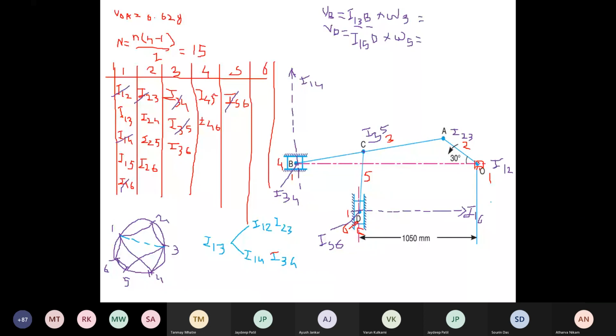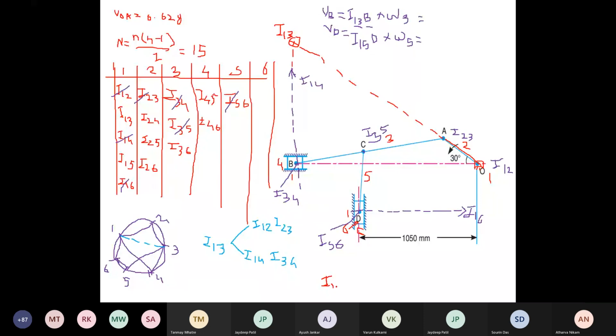I12 is here, I23 is here. Now join these two points and extend this line. Now the second line you will get here is I14 I34. I34 is here, I14 is here. You have to extend this infinity line, and where this infinity line intersects the previous line, you will get which ICR? I13, correct.